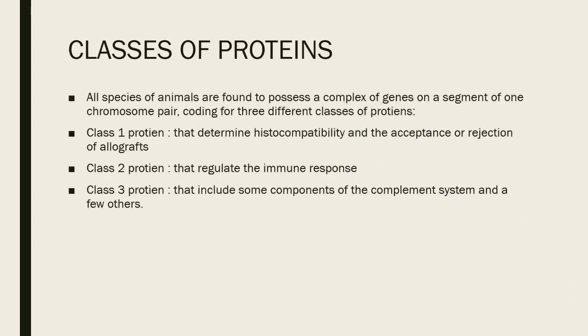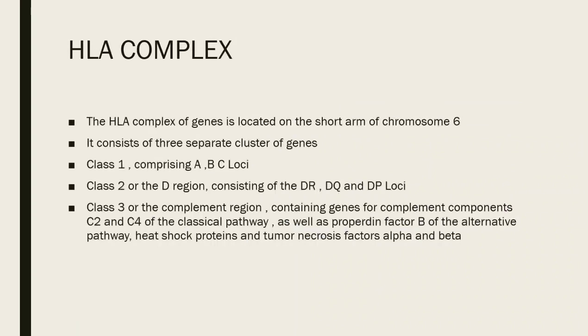Now classes of proteins. All the species of animals are found to possess a complex of genes on a segment of one chromosome pair coding for three different classes of proteins. Class 1 proteins determine histocompatibility and the acceptance or rejection of allograft. Class 2 proteins regulate the immune response, and class 3 proteins include some components of the complement system and a few others.